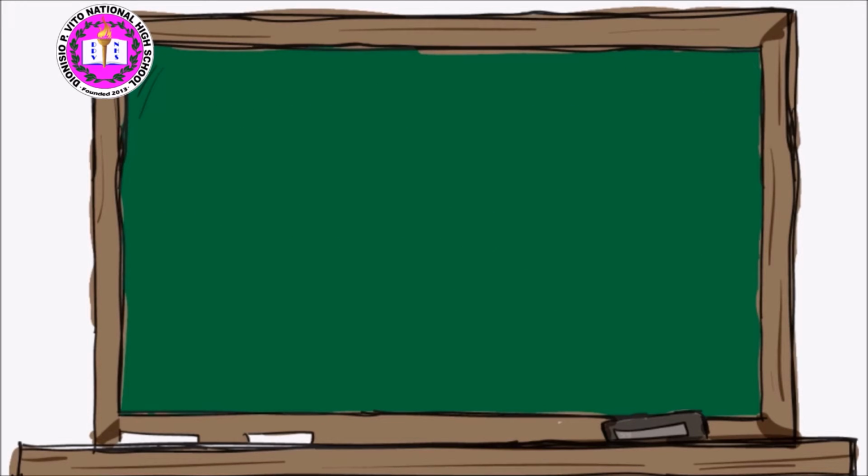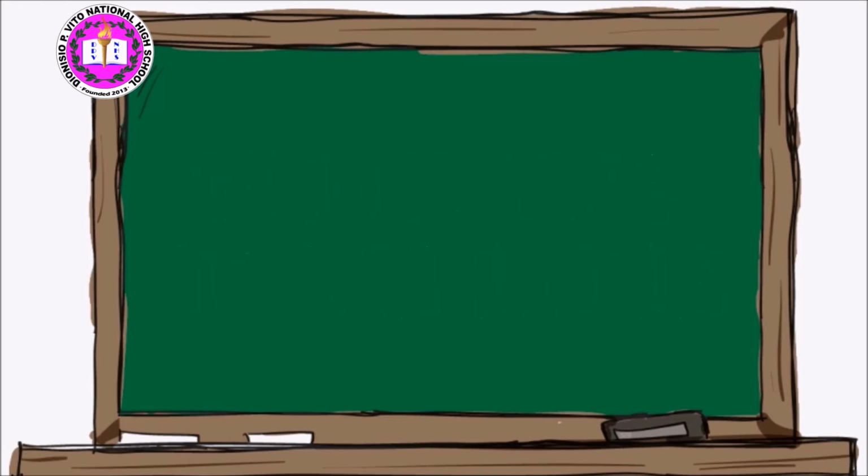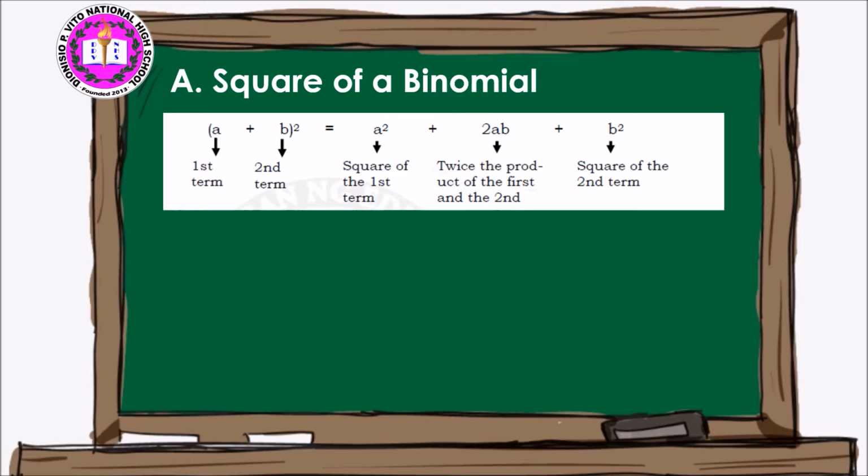Did you find a pattern in the products when you multiply the binomials or trinomials in learning task number 1? These are special types of polynomials. The first one is square of a binomial. So we have a plus b squared. Our first term is a and our second term is b. So first we're going to square the first term, then twice the product of the first and the second, then we have the square of the second term.